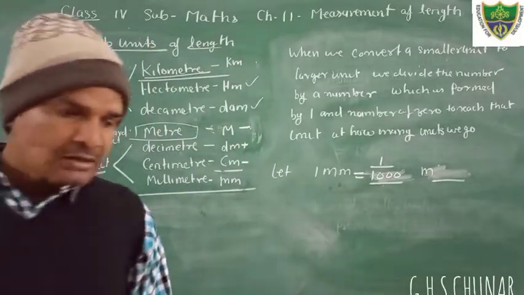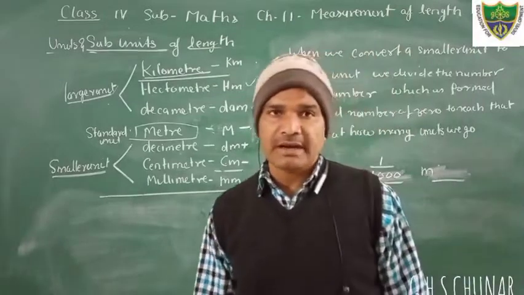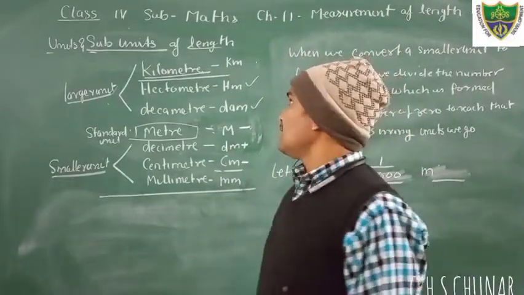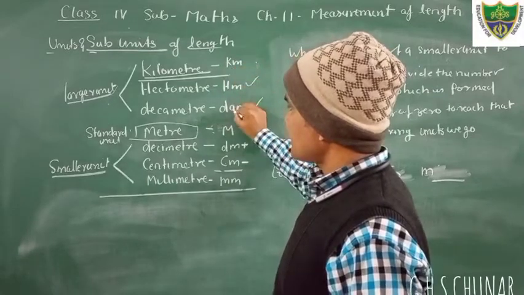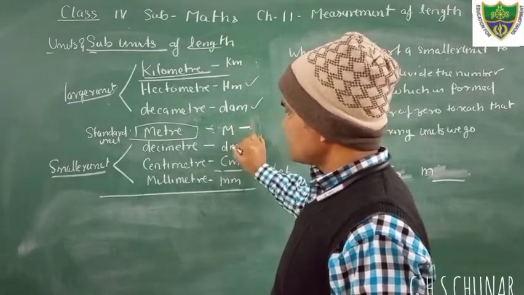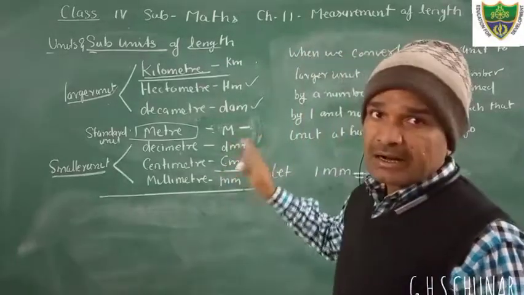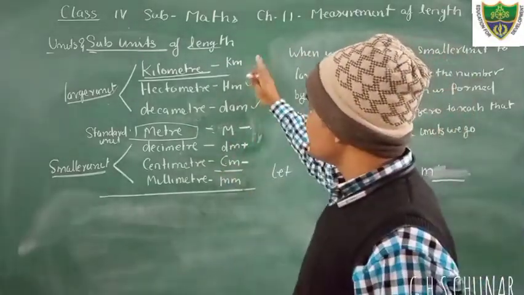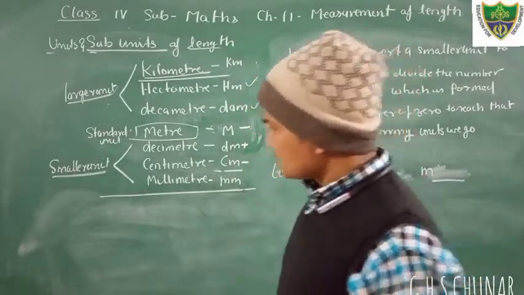To learn this unit, how we convert, what is the relation between one unit to another unit, we will learn the order of this. First is kilometer, hectometer, decameter, meter, decimeter, centimeter, then after that millimeter. The order is very important. First, second, third, fourth, fifth, sixth, seventh.